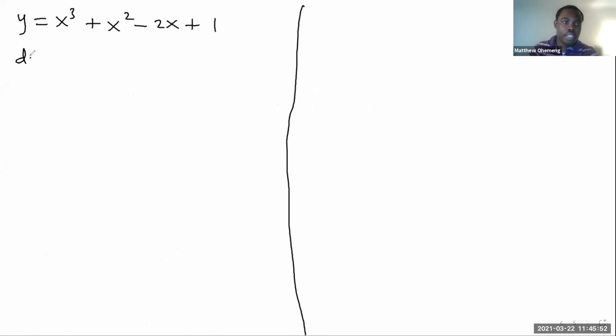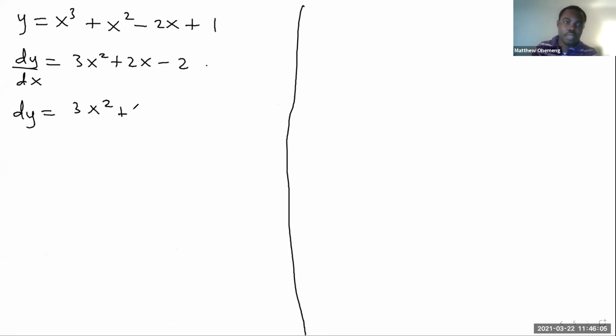So for the differentials, just first find the derivative, like the usual derivative. That gives us 3s squared plus 2s minus 2, right? So if we want the differential dy, then it's just going to be 3s squared plus 2s minus 2, all times dx. Okay, so now let's just get the values and then plug them in, right?